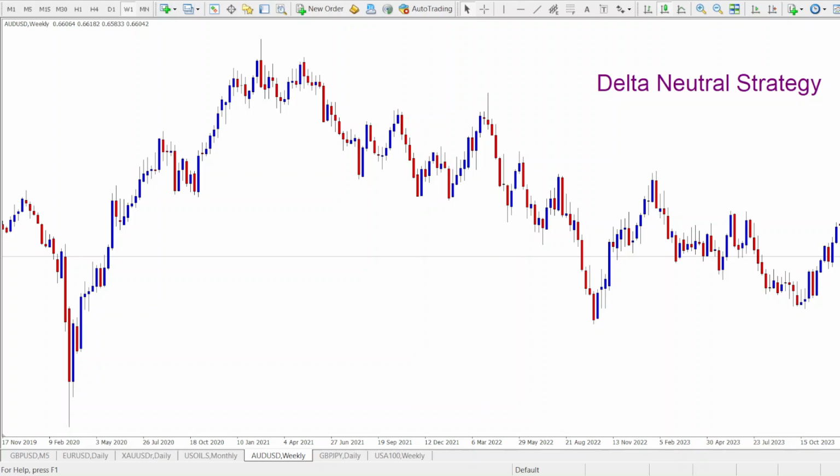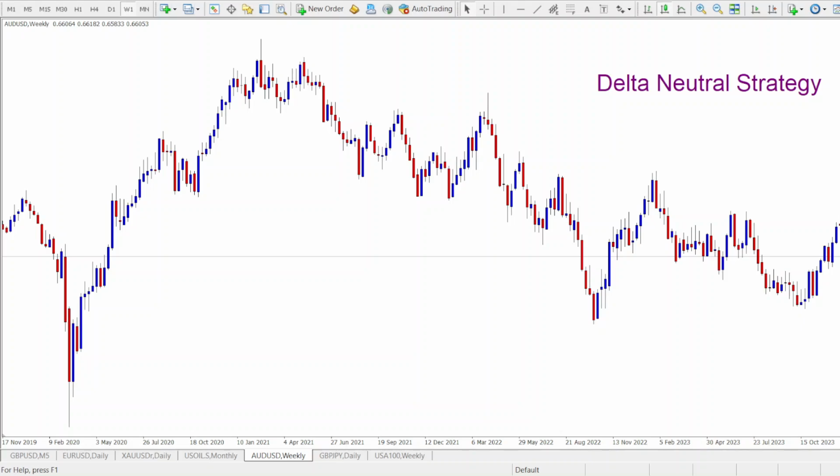Another way to achieve delta neutrality is by adjusting the ratio of assets you are holding. For example, if you are trading Forex, you can balance out different currency pairs to achieve a delta neutral stance. By creating this balance, you are not overly exposed to any single direction the currency might move in, allowing you to remain neutral and focus on generating returns in a low risk way.